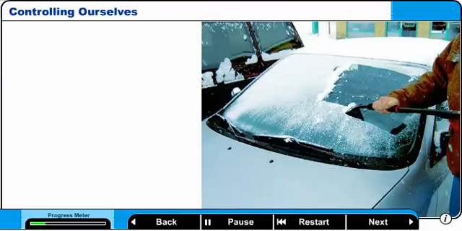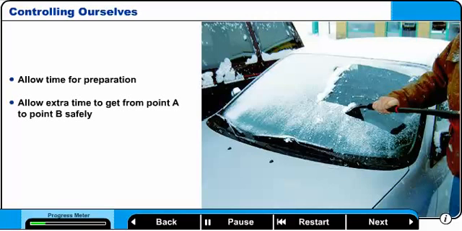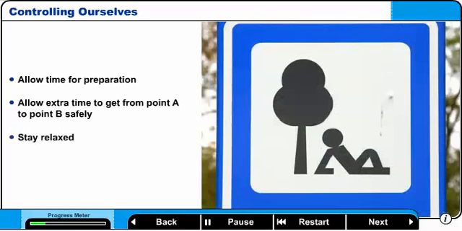Another factor we can control is our general condition when we drive. Before you get into your car or van, plan ahead. Allow extra time for preparation and to get from point A to point B. You are more likely to experience problems if you are rushing or unsure of where you're going. Stay relaxed. There are many stressors on the road, from other drivers to construction to road or weather conditions. Try not to let them get to you. By allowing extra time, you will be more relaxed when operating your vehicle, which means you'll be much less likely to speed, tailgate, or suffer from road rage.